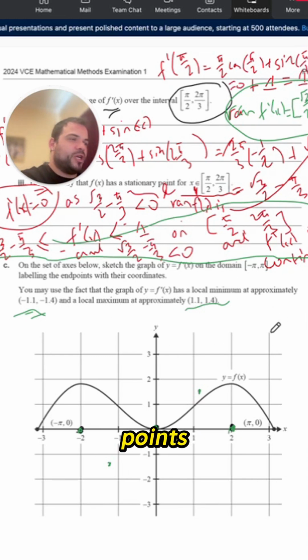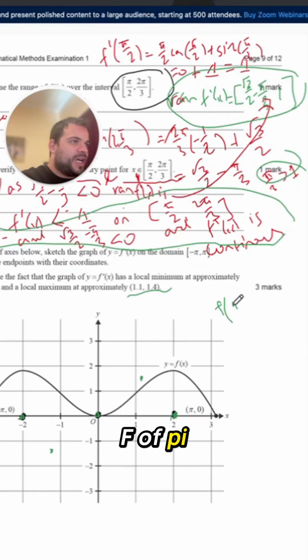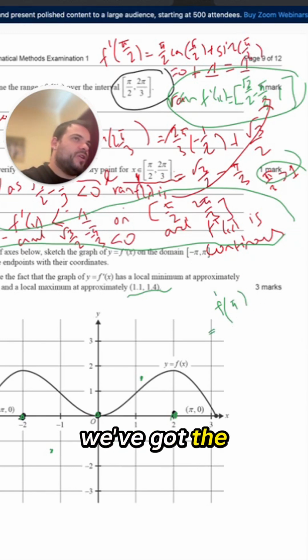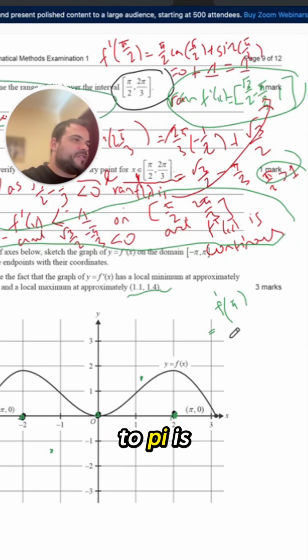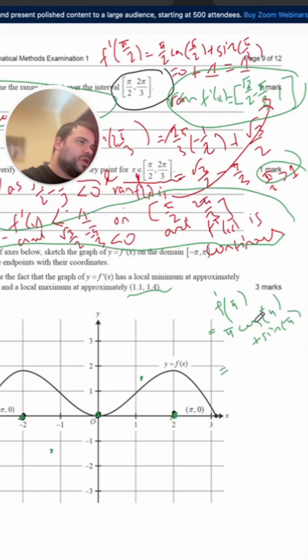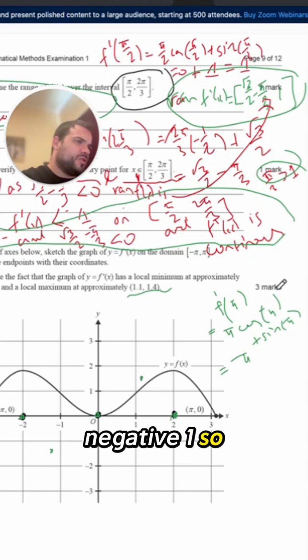Now we just need to go ahead and calculate our endpoints. We get f dashed of pi: we've got the derivative is x cos x plus sin x, so f dashed of pi is pi times cos of pi plus sine of pi. Sine of pi is 0, cos of pi is negative 1, so this is negative pi.